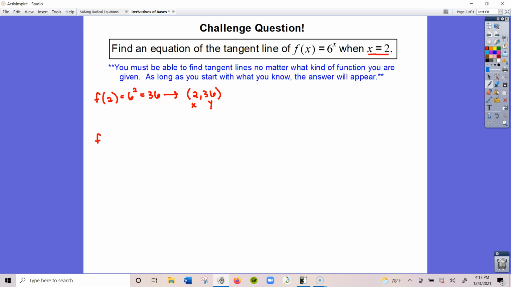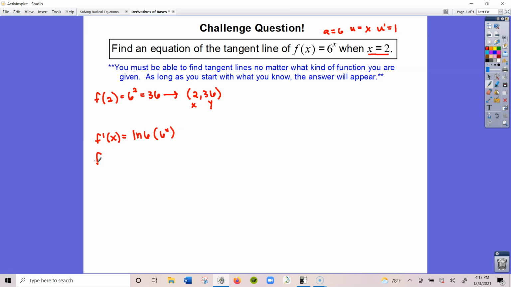Now I need my derivative, f prime of x. The derivative of 6 to the x, this is your basic exponential function, where my base here, a, is 6, my u is x, and u prime is 1. So my derivative is going to be the ln of the base times the exponential, which is 6 to the x, times the derivative of x, which is just 1. So this is my derivative.